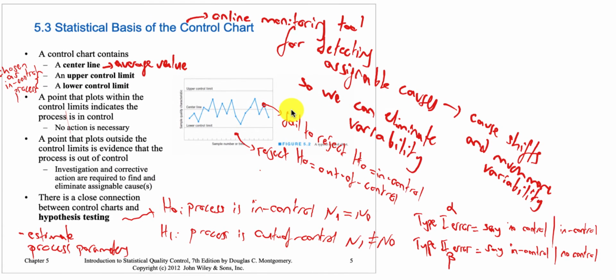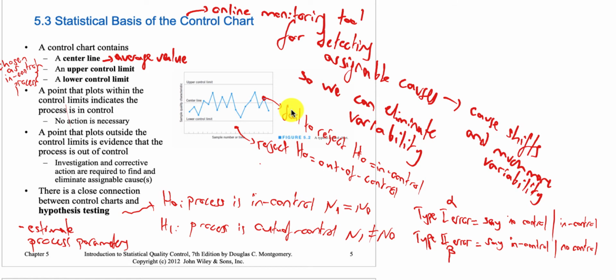Let's talk about control charts first. The control chart has three components. The first is the central line, and we have two limits, one on each side of the central line. One is the upper control limit, and on the lower side, it is the lower control limit. But be careful, everybody. These are not the specification limits we talked about in chapter 1 and chapter 2.